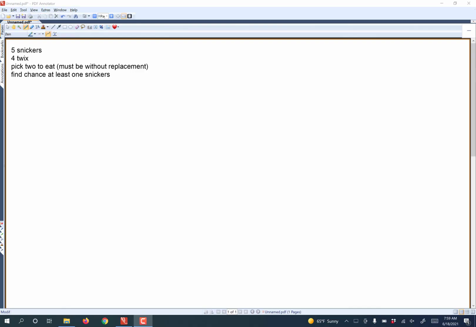On this problem, we have 5 Snickers and 4 Twix, and we're told that we want to choose 2 to eat. Now, if you're choosing 2 to eat, it must be without replacement because it's not like you can eat one and then put it back. Okay. And we want to find the chance that at least one is Snickers.